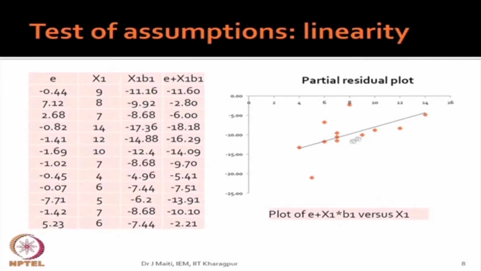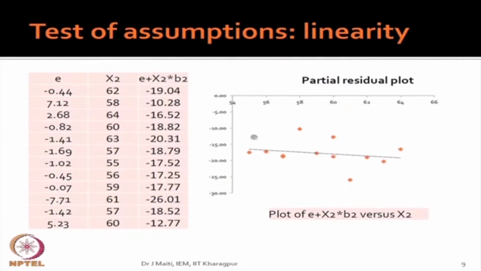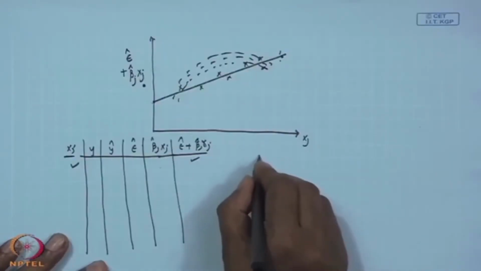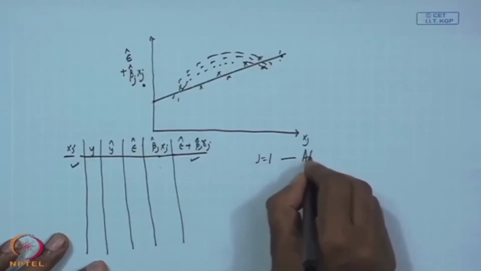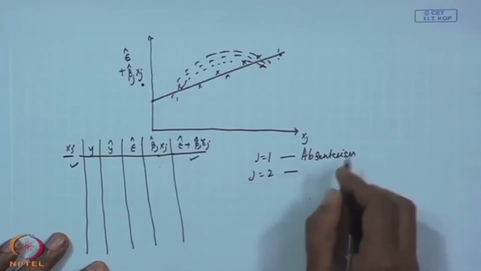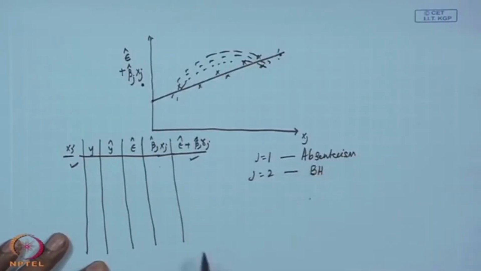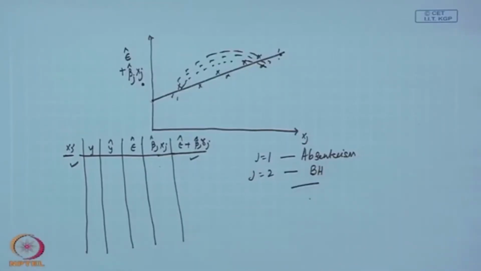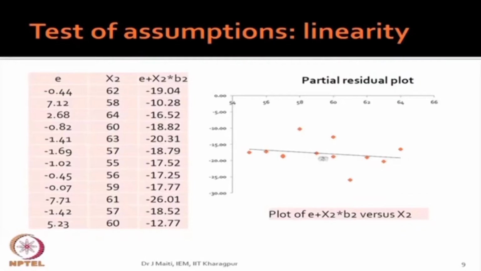So, from this plot it cannot be said that there is departure from linearity. Okay. In a similar manner, you can see the other one. We have taken two independent variables here. When j equal to 1, it is absenteeism. When j equal to 2, this one is our breakdown hours. For the breakdown hours partial residual plot, if you see here also there is no departure from linearity. Okay.